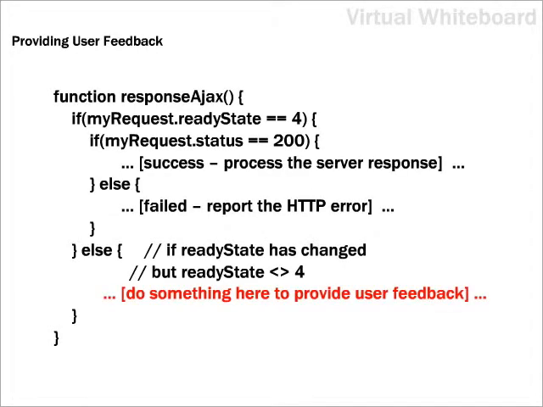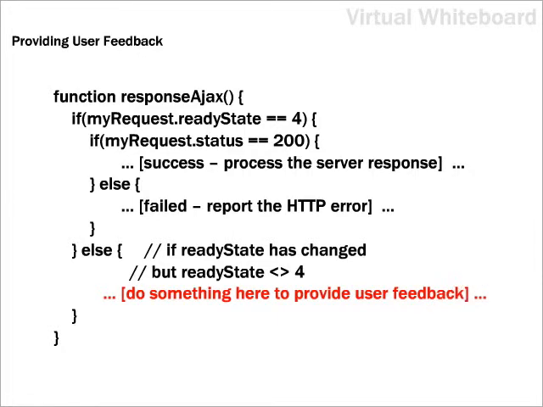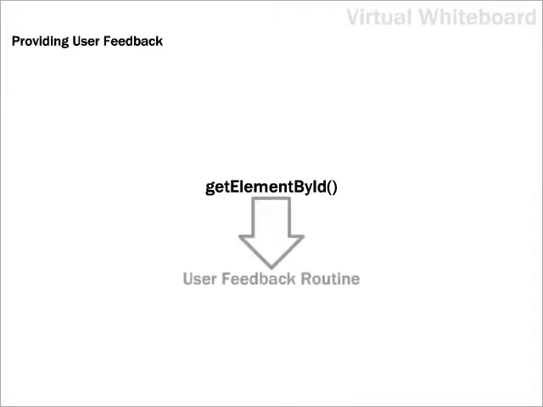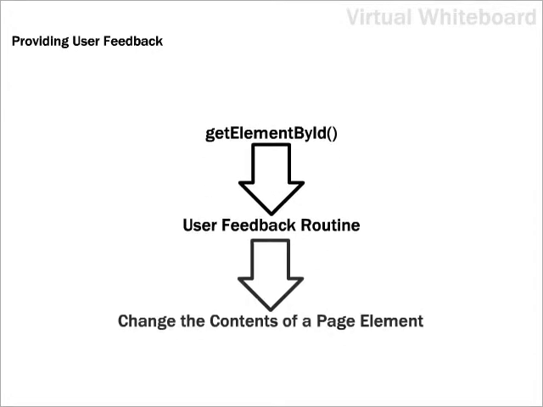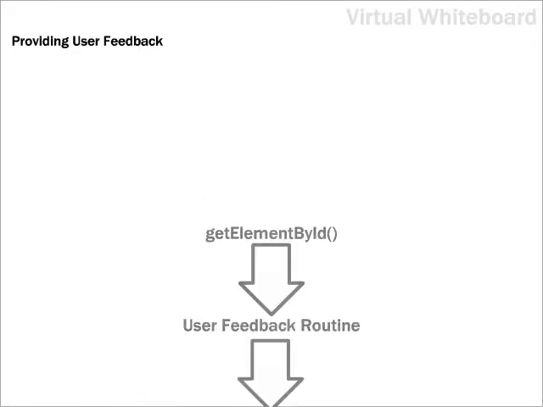Consider this code. A commonly used way to do this is to modify the contents of a web page to show something eye-catching, such as a flashing or animated graphic, while a request is being processed, and then remove it when processing is complete. JavaScript's getElementById method allows you to locate an individual document element by its ID value. You can use this method in your user feedback routine to temporarily change the contents of a particular page element to provide the visual clue that a server request is in progress.